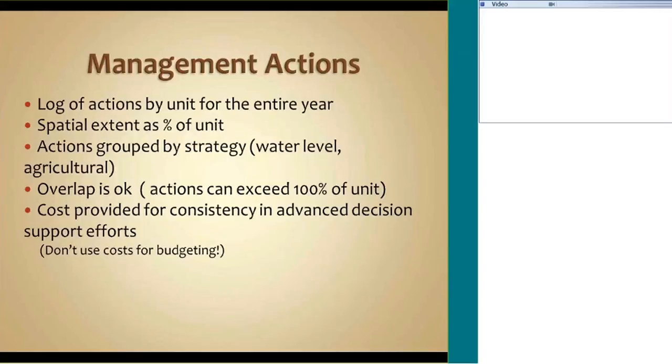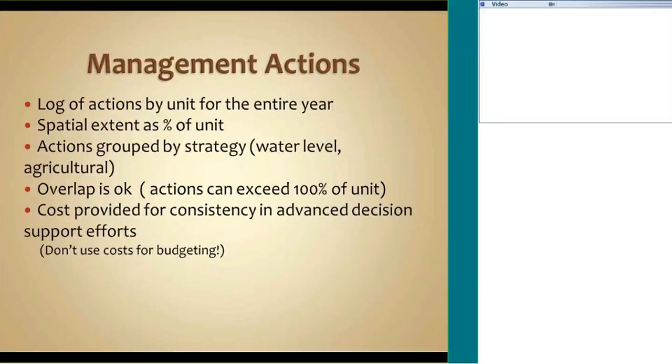If they're putting effort into managing wetland units, they're probably keeping track of how many acres they're disking, how many acres they're flooding. We only ask that they do it at the unit scale, so it matches up with everything else. Everything in IWM is done at the management unit scale, so the impoundment scale. And we ask them to record spatial extent as percent of the unit.